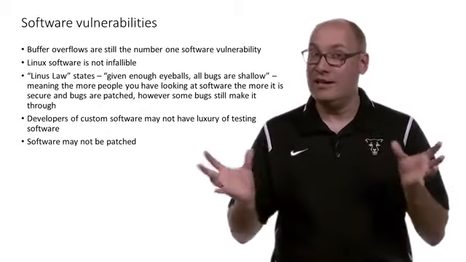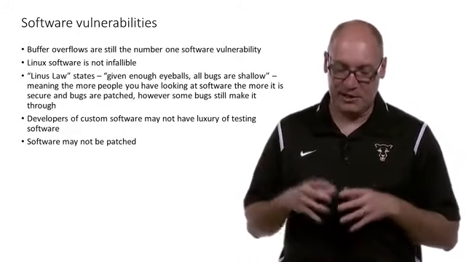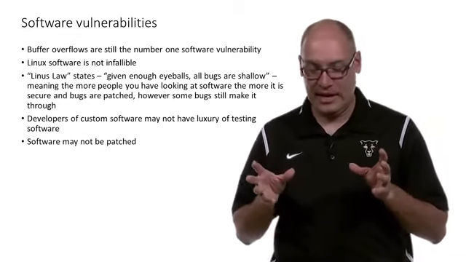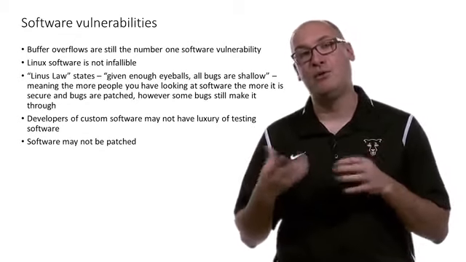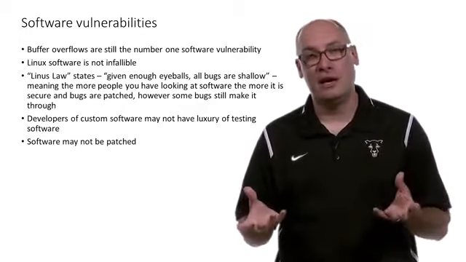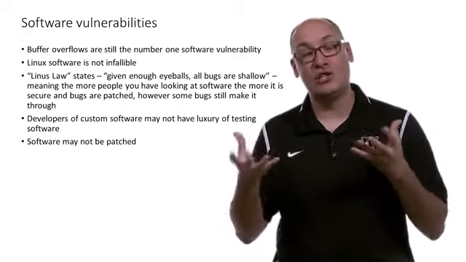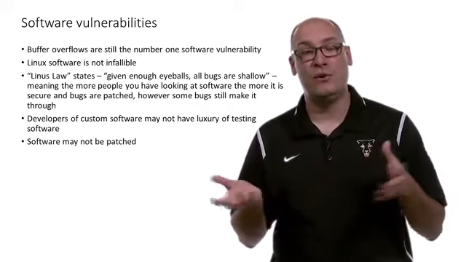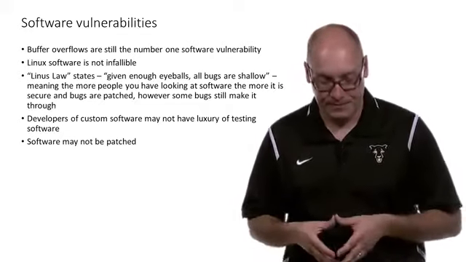So Linus's law states basically, given enough eyeballs, all bugs are shallow, meaning that the more people you have looking at code and developing that code, the less chance you have of major vulnerabilities, and those vulnerabilities becoming public. Developers of custom software may not have the luxury of testing software. So software vulnerabilities may be in some of that code that is not used by a lot of people.